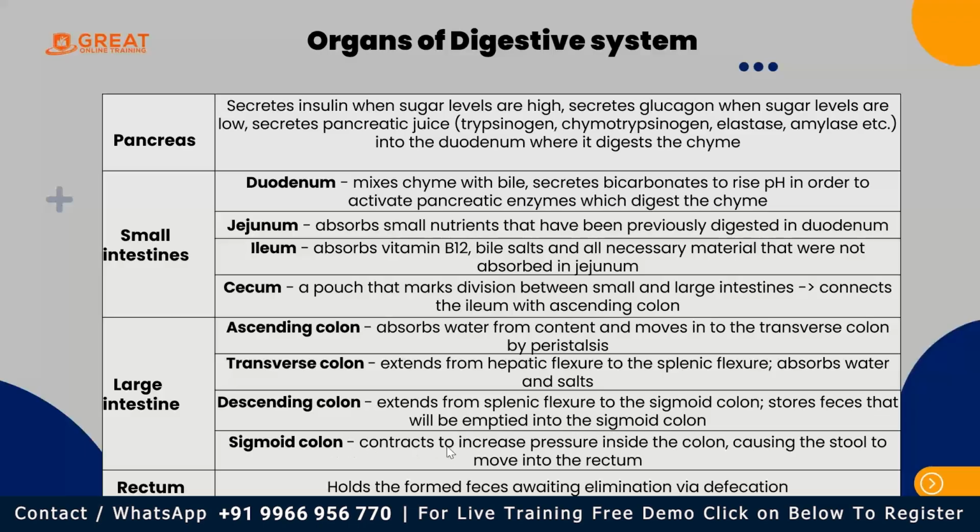The sigmoid colon contracts to increase pressure inside the colon, causing the stool to move into the rectum. The last part is the rectum, which holds the formed feces awaiting elimination via defecation. These are all the parts of the digestive system and their functions. There are small parts. Okay.